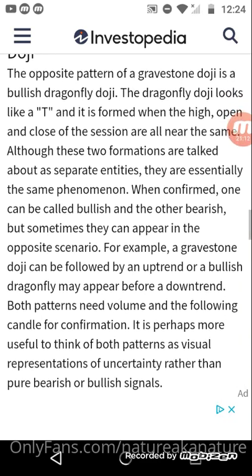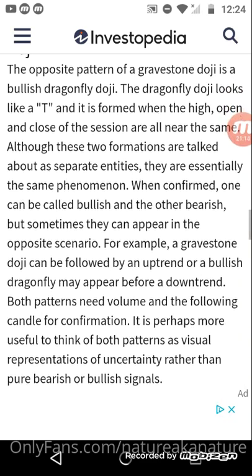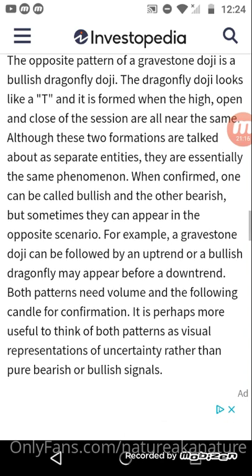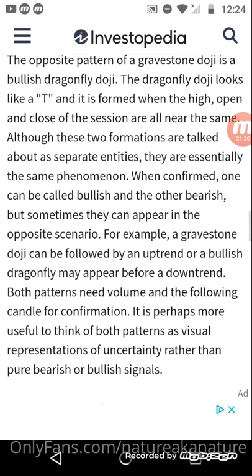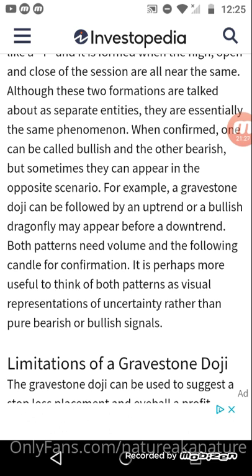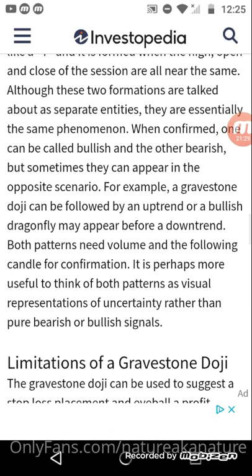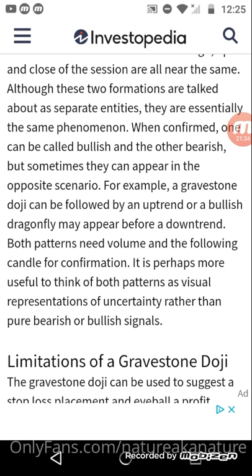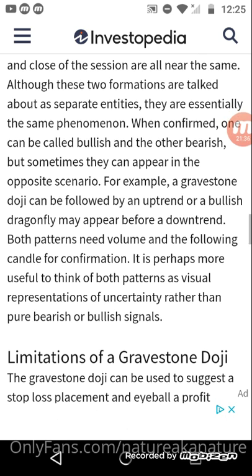When you see a Gravestone Doji form at an uptrend, it's going down. When you see a Dragonfly Doji form on a downtrend, it's most likely going back up. We need some type of confirmation, more candlesticks, so we wait. We get that confirmation, we get in. It's perhaps more useful to think of both of these patterns as visual representations of uncertainty rather than pure bearish or bullish signals. It's just a potential that a reversal could happen. We need some more confirmation.